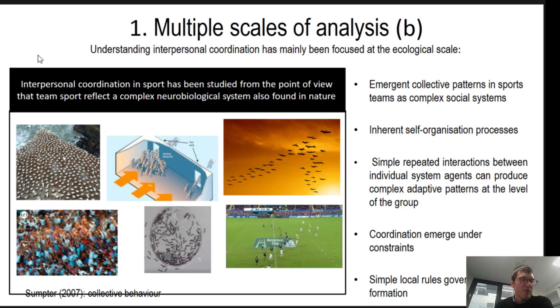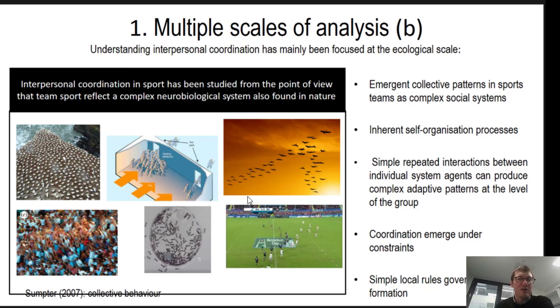So again, when we look at interpersonal coordination, this is primarily focused on the ecological scale of analysis. And when we do this, we can find that there are emergent collective patterns in sport teams that we can observe, or in systems that involve human interaction, that we can think about using a complex systems approach, and they often get described as complex social systems. And there are some properties of these systems.